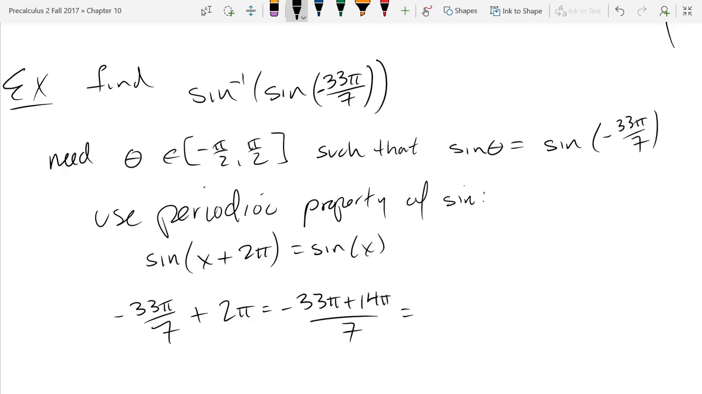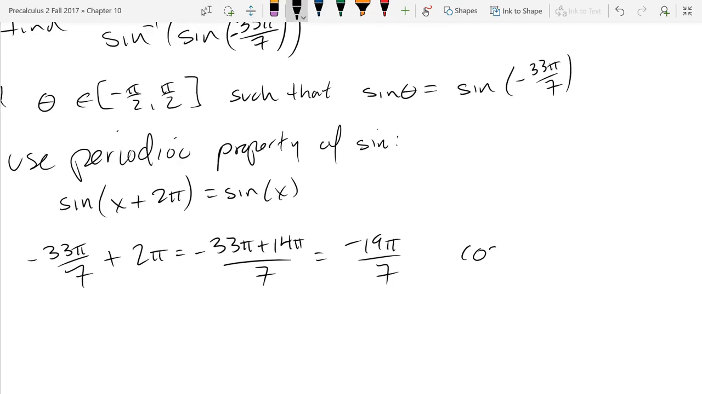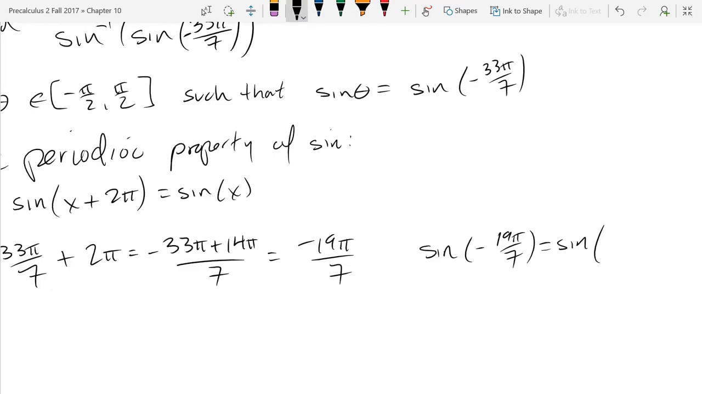Somebody's better at subtraction than I am. Is that negative 19? Hopefully. Seems right. So sine of negative 19 pi over 7 is equal to sine of negative 33 pi over 7. That's just from the periodic property.